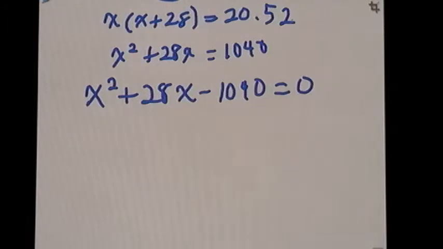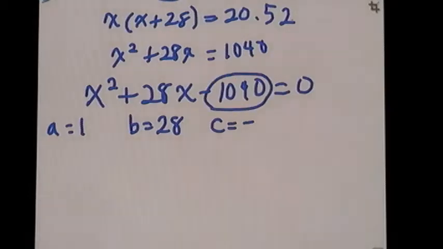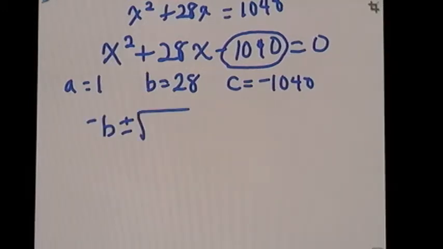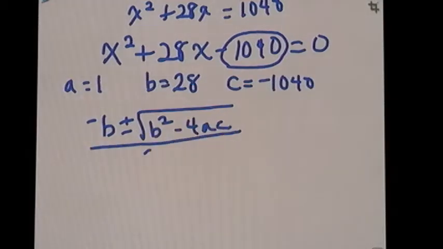Now remember that your a is equal to the coefficient of x squared, which is 1. Your b is equal to the coefficient of x, that's 28. And c is equal to the constant right here, that's negative 1040. Now don't worry, because when you do this, you'll have your calculator, okay? Negative b plus or minus the square root of b squared minus 4ac over 2a. That's the quadratic formula. You should have that memorized.